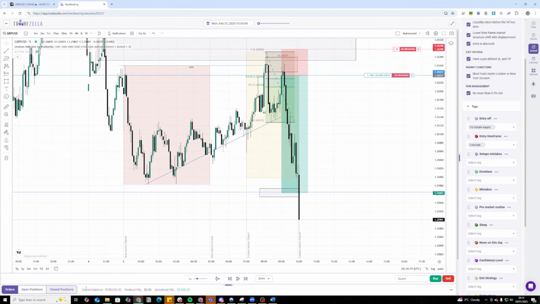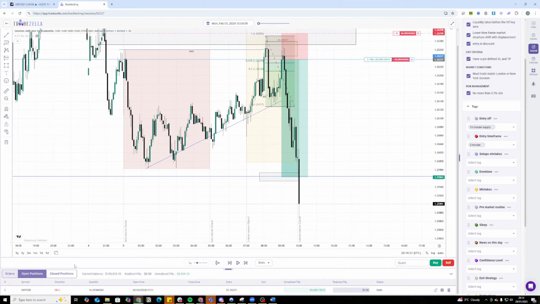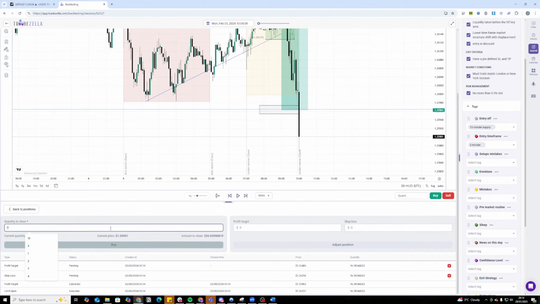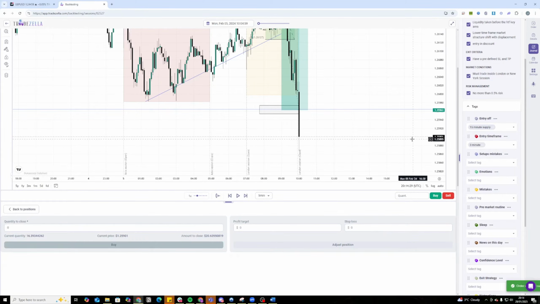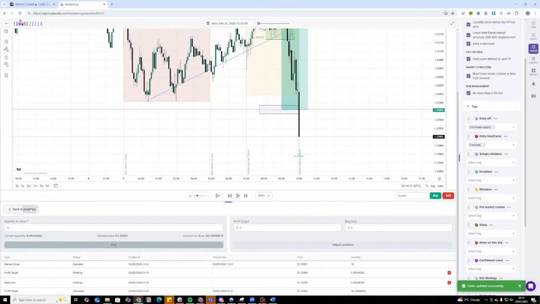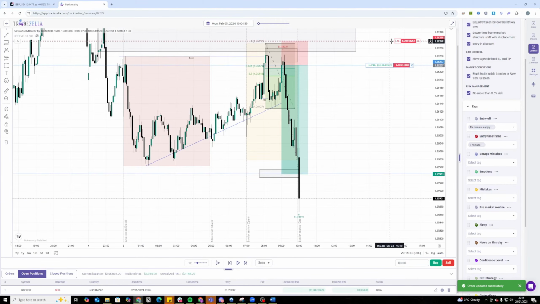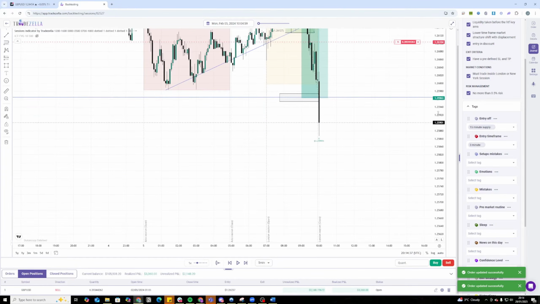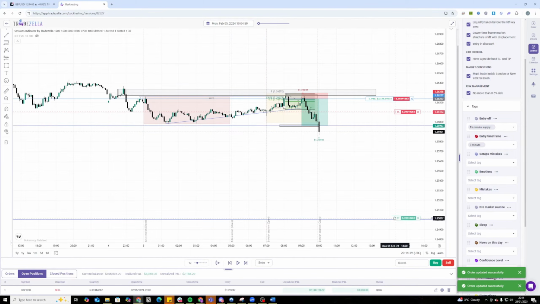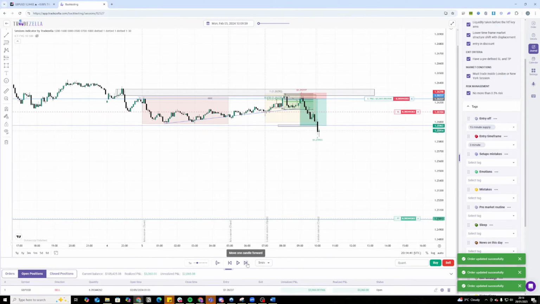Okay, let's close a partial. So we're going to come down to here, go to our open positions, press this little adjust position here, and we're going to close 50% of this off. So we'll close 10 lots. And there we go. That's profit locked in there. And then what we're going to do is we're going to trail our stop loss down to about here.